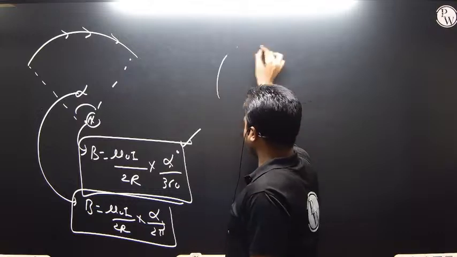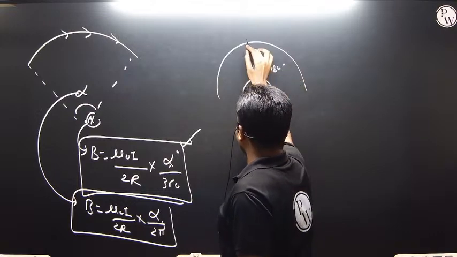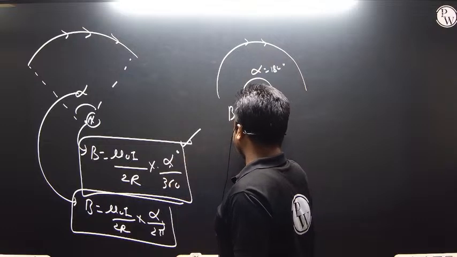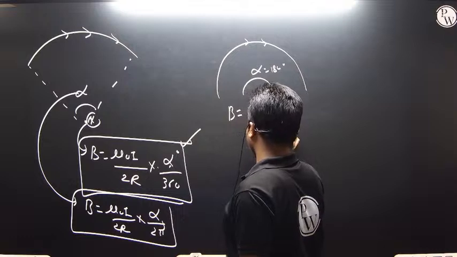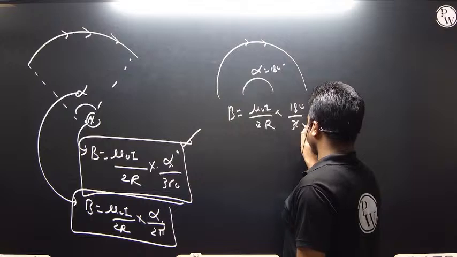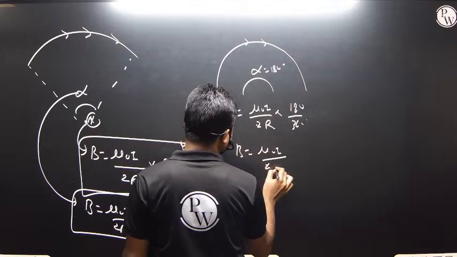So if it is a semicircle, what is the alpha value? For a semicircle, alpha is 180 degrees. So what is the magnetic field at the center? We write mu naught I divided by 2r into alpha, and alpha is 180 by 360. The value we get here is B equals mu naught I divided by 4R.